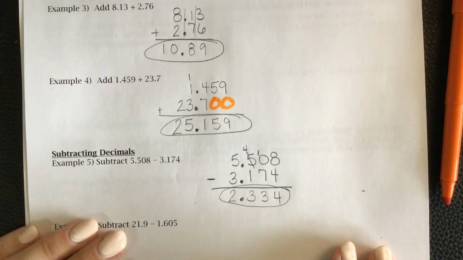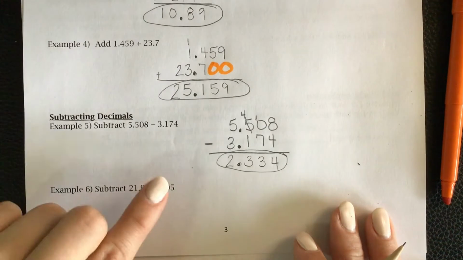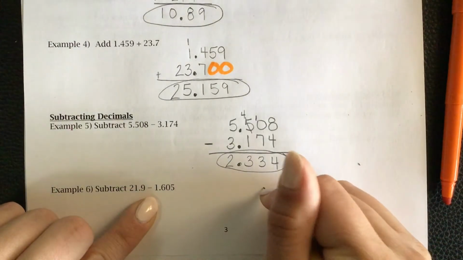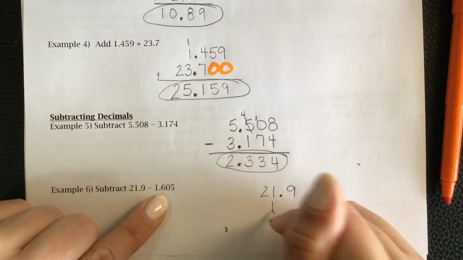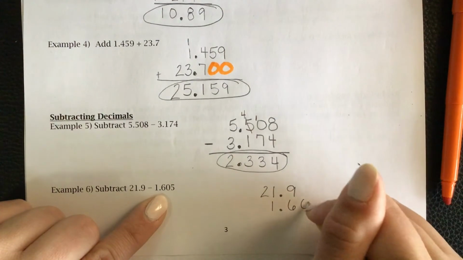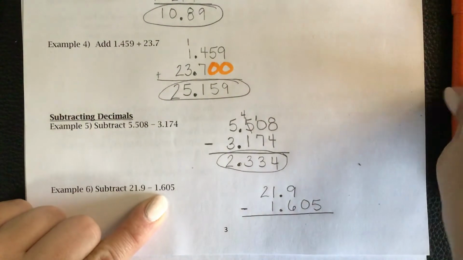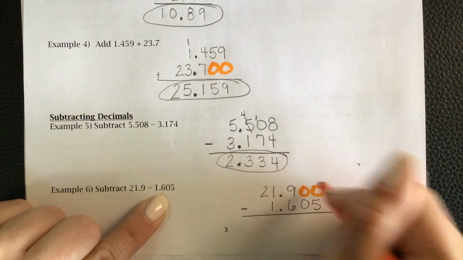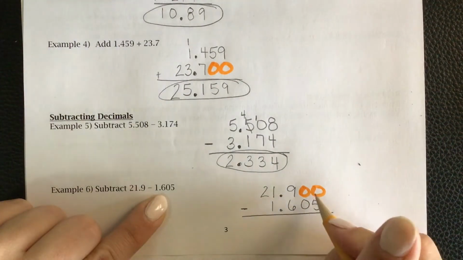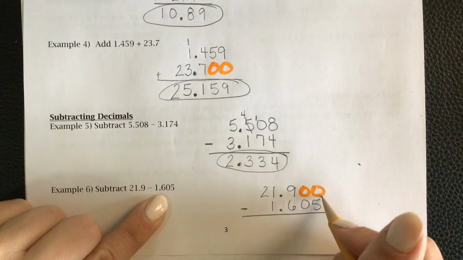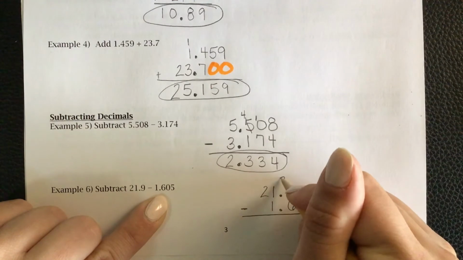Let's try one that's a little harder. When we're looking at this next one, we want to understand that we have 21 and 9/10. So 21 decimal point 9. Take away 1 and 605 thousandths. Anywhere there isn't a 0 is always recommended to put it in so that you can see how to subtract it by hand. When you have these zeros here, you need to remember that you're going to the buddy, which would be 9, to turn it into 8.